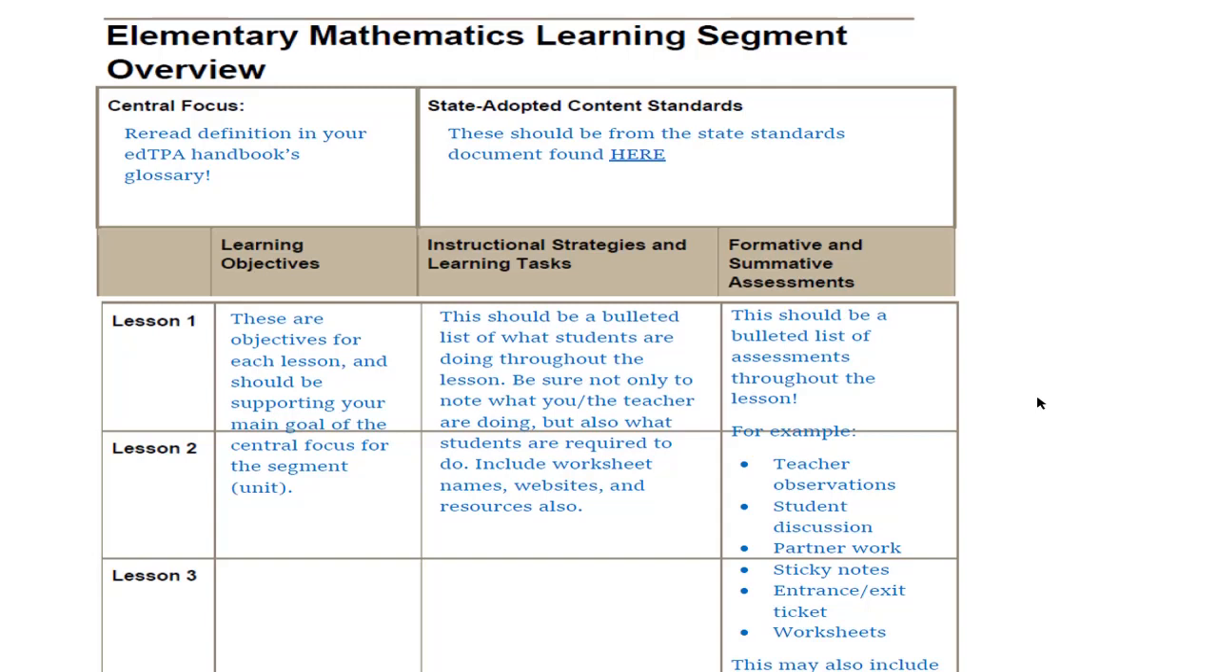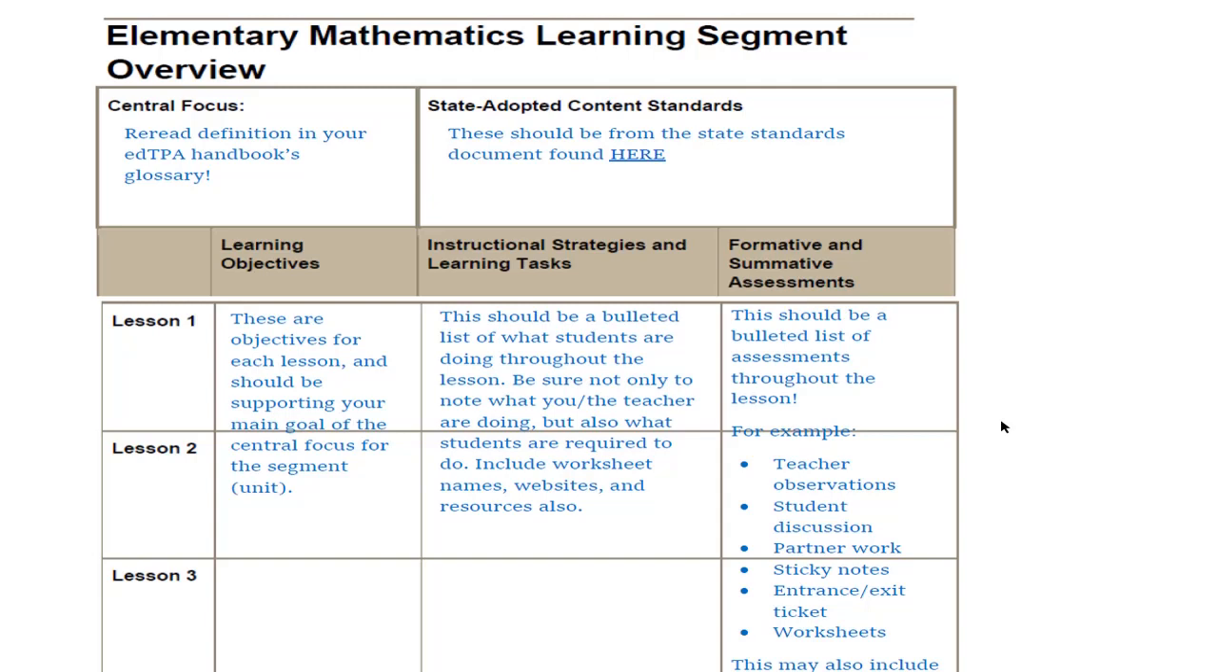Instructional strategies and learning tasks. Here should just be a bulleted list of what students are doing throughout the lesson. Be sure to not only note what you or your cooperating teacher are doing, but also what the students are required to do. So if it's a particular worksheet, if they're working on a certain website, if they're using resources, manipulatives, please let us know kind of what's going on in the lesson. I should be able to read the lesson and know exactly what not only you're doing, but what students are doing. You present some information, students are working in groups, then they're working on a worksheet. Just walk me through the lesson as briefly as you can.